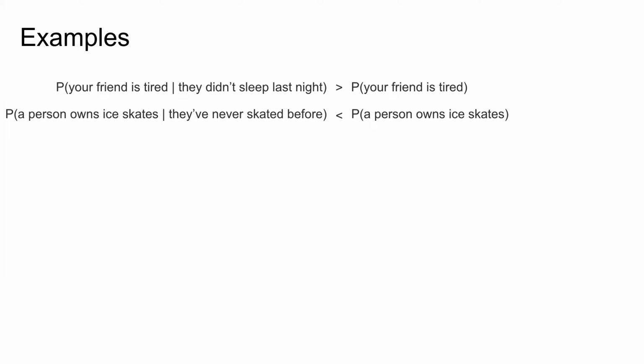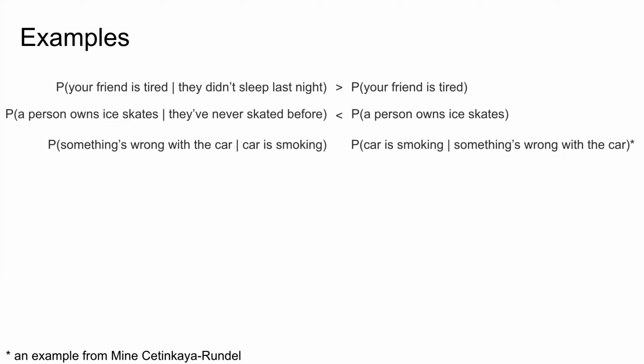Finally, let's compare two conditional probabilities. First, suppose that you see a car with smoke coming out of the hood. The chance that something's wrong with that car is pretty certain. That is, the conditional probability that something's wrong with a car, given the information that it's smoking, is approximately 1. But swapping the order of these events changes the meaning of this probability, hence its value.